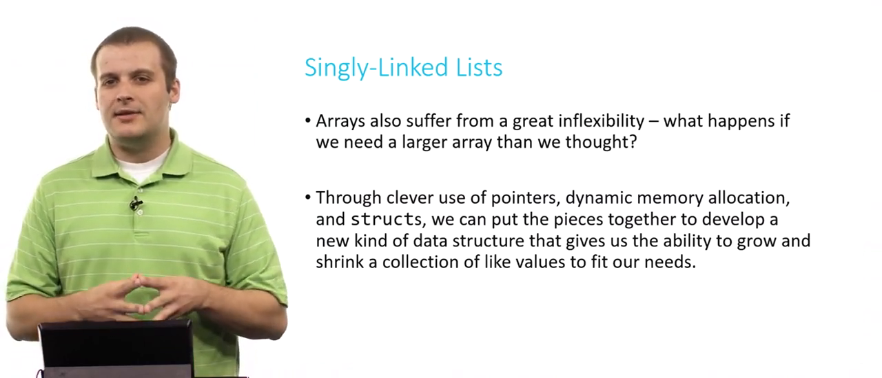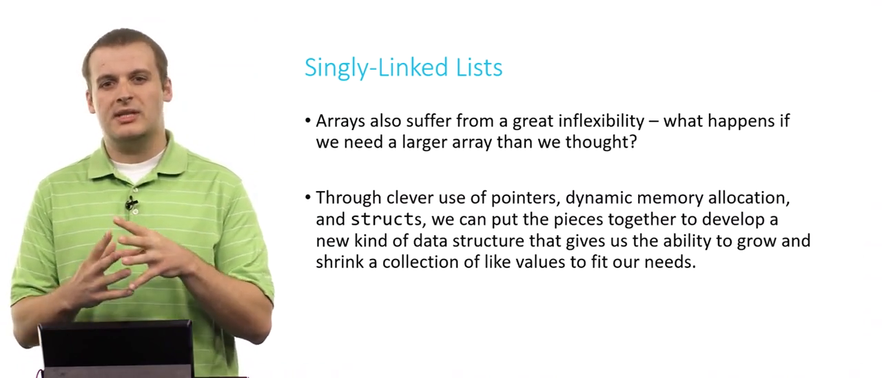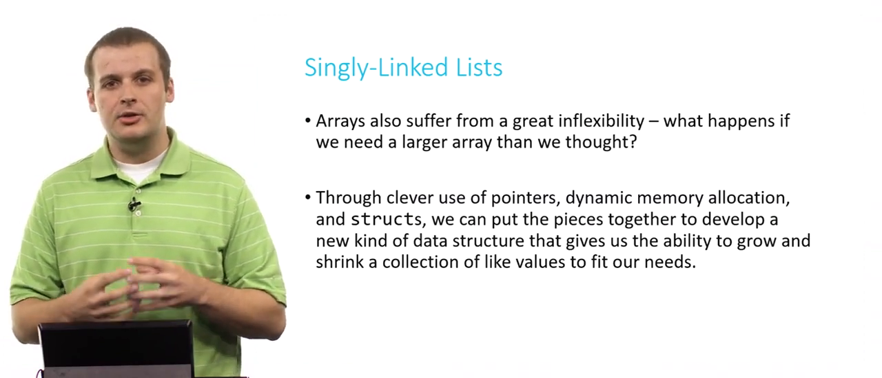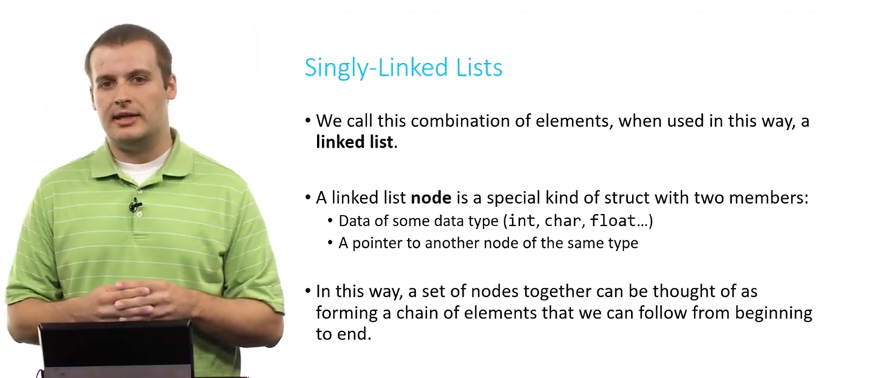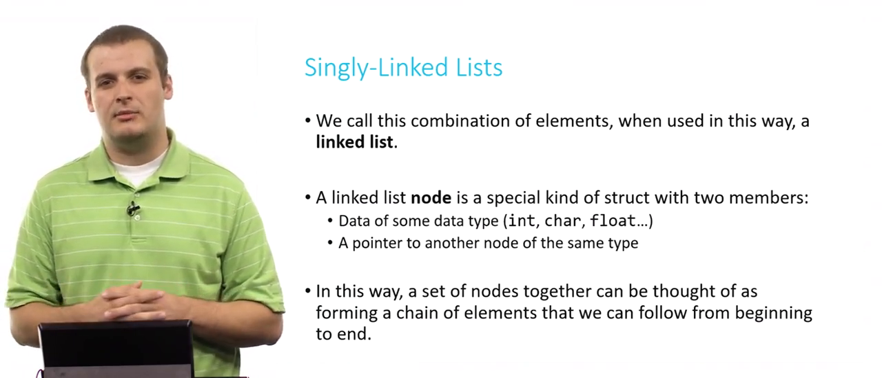But if we combine together some of the basics that we've already learned about, pointers and structures, and particularly using dynamic memory allocation with malloc, we can put these pieces together to create a new data structure, a singly linked list, we might say, that allows us to grow and shrink a collection of values, and we won't have any wasted space. So again, we call this notion a linked list. In particular, in this video, we're talking about singly linked lists, and in another video, we'll talk about doubly linked lists, which is just a variation on a theme here.